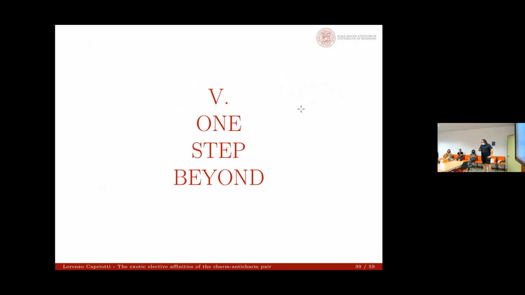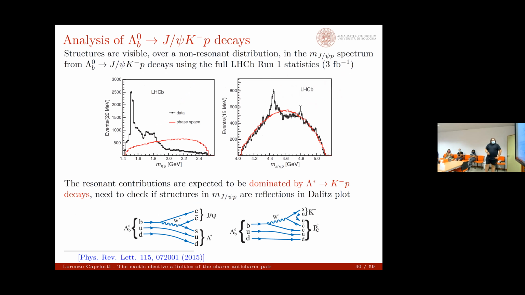Okay, so let's move to something again even more interesting, which is the analysis of the decay Lambda_b to J/psi K proton. This was done in 2015 with the LHCb Run 1 dataset, and just by plotting the data with a phase-space distribution in red overlaid, you can clearly see that there's something going on in both the K proton and the J/psi proton systems.